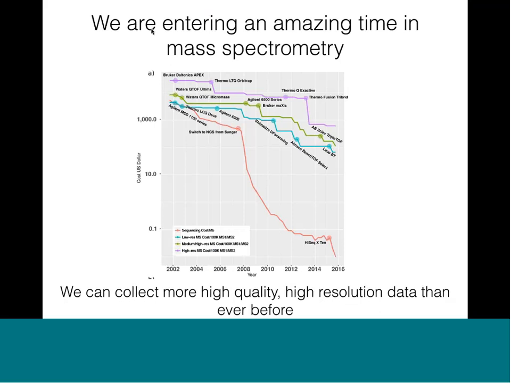I think if you look at mass spectrometry in its current stage, the instruments have gotten so sensitive, and the scan rates are so enormously fast. It means that we've entered a truly amazing time for understanding biology at the chemical level. Really, we can collect more high-quality, high-resolution data than ever before.